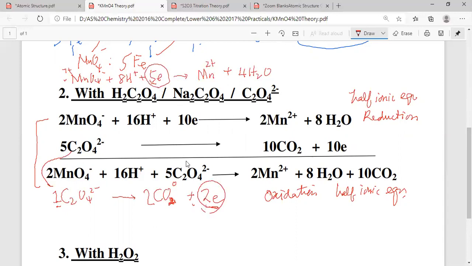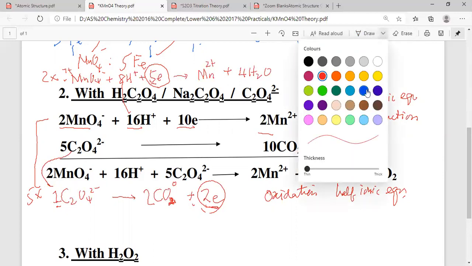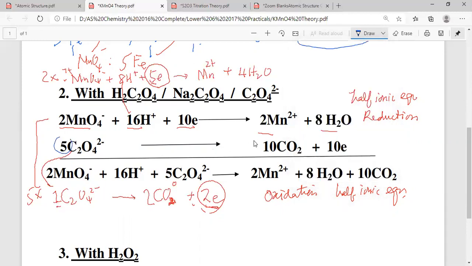Common factor: I make 10, isn't it? So I times this one by 2 and this one by 5. Times 2, it will be 2 here, 16 here, 10 electrons here, and 2 here, and 8 here. Clear? Now put a blue color. If I times this one here by 5, then 5 here, 10 here, and 10 electrons here, to balance off this one.